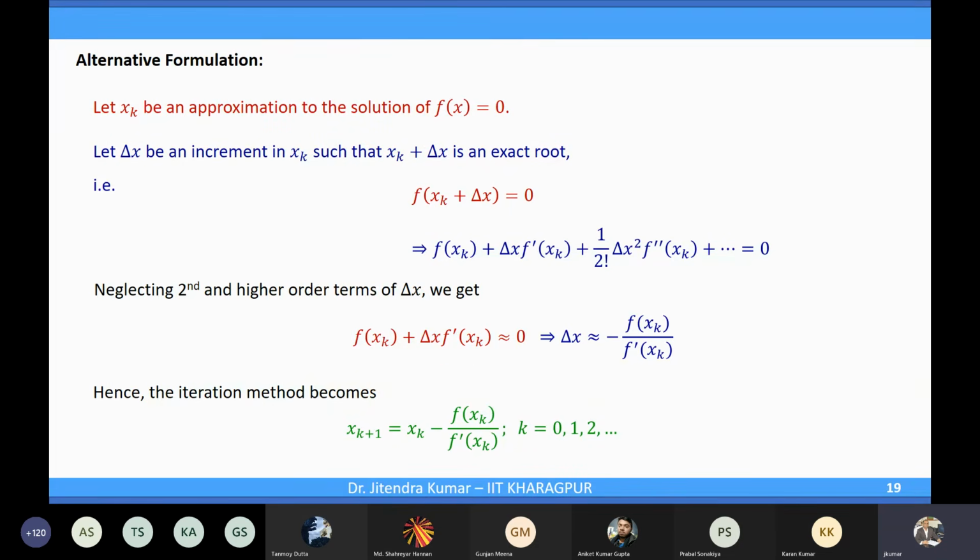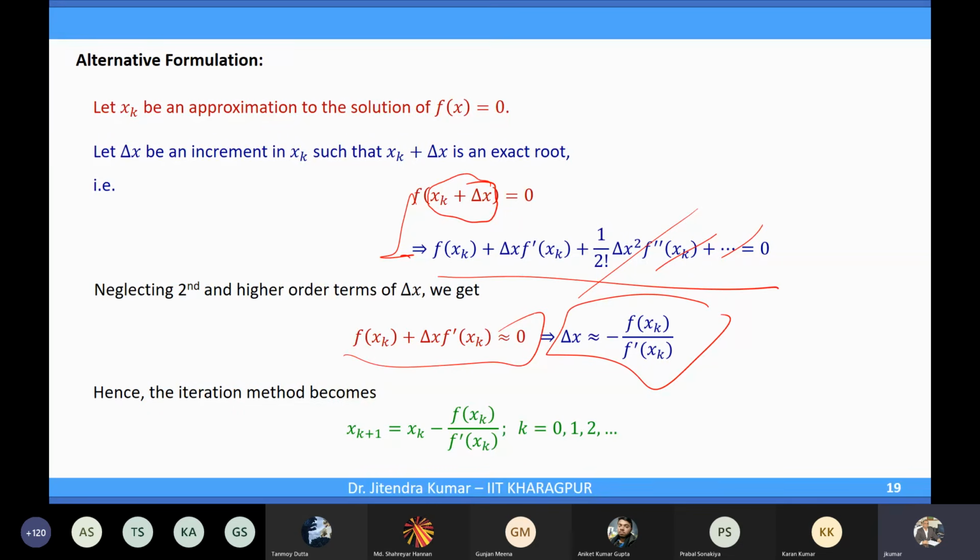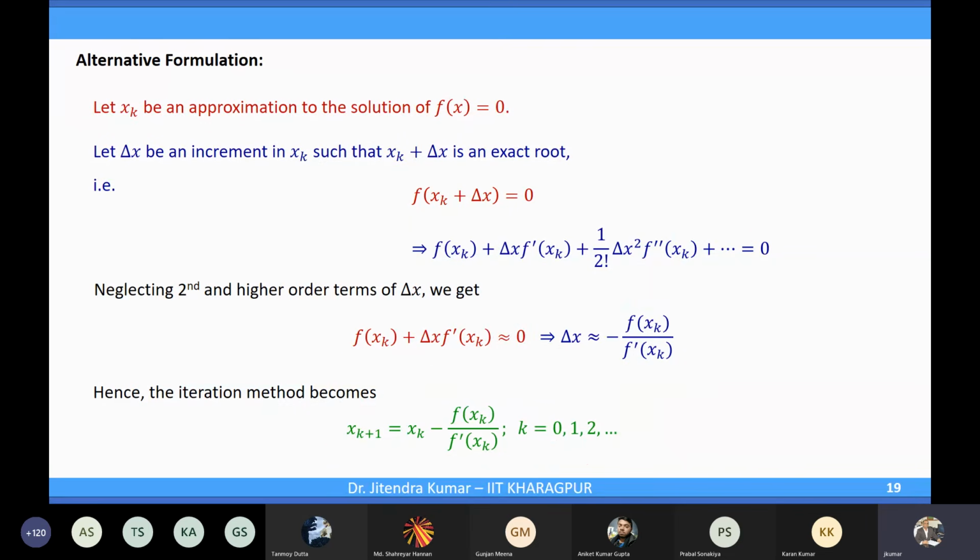Yeah, another way of looking at it: you assume that xk plus delta x is the root, and then you do the Taylor expansion. To handle this, you neglect all higher order terms, and then you get the approximation of delta x. That means the new value is xk minus f(xk) over f prime (xk). Yeah, so that's fair enough.